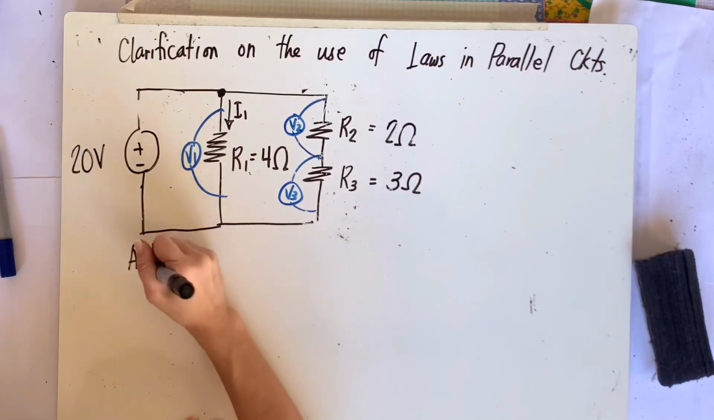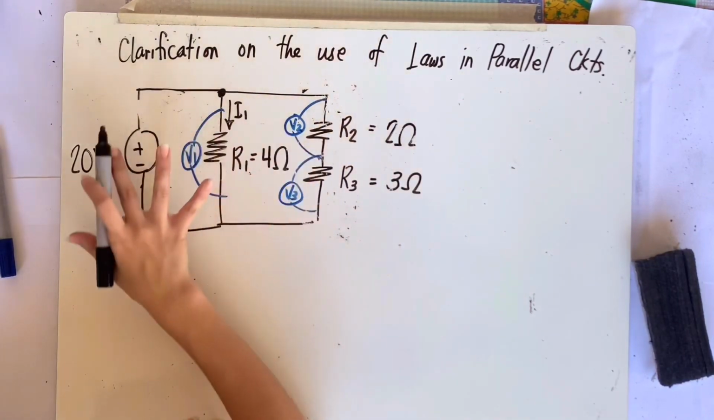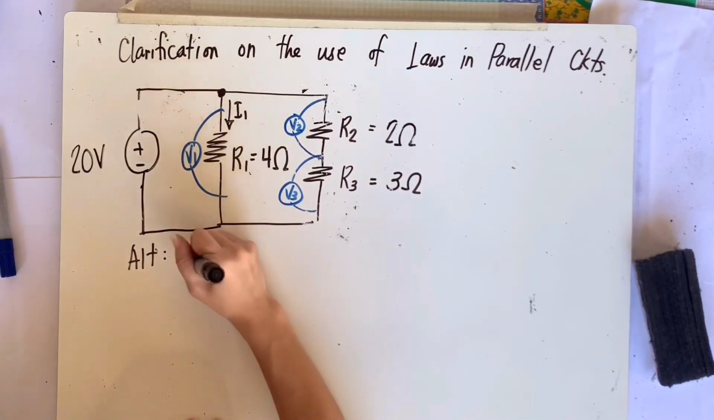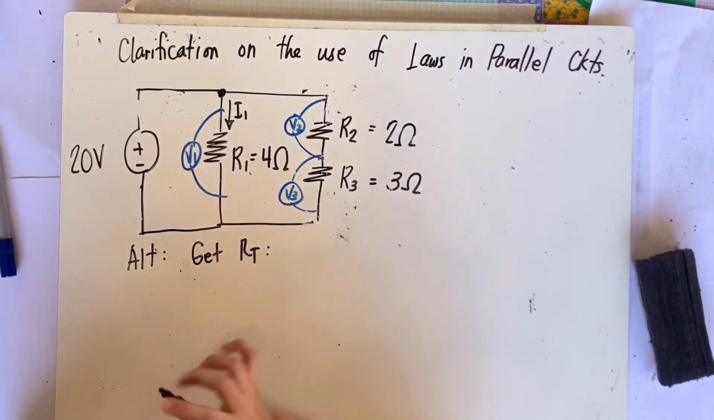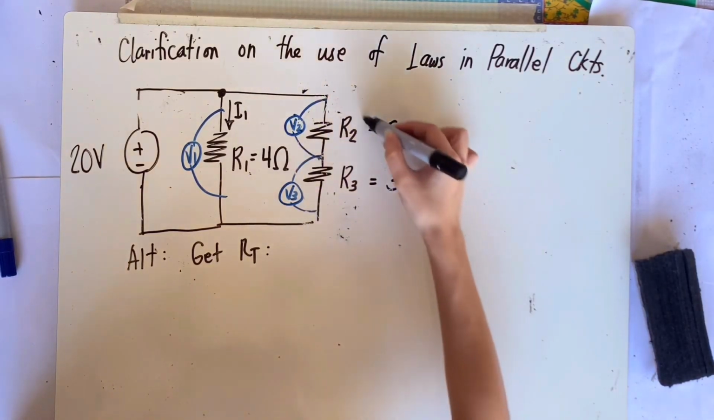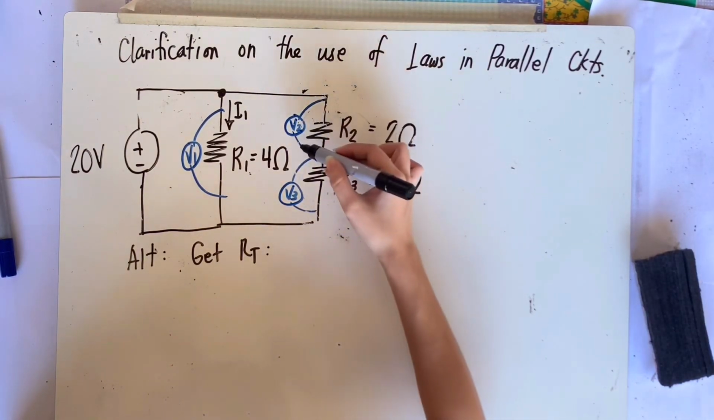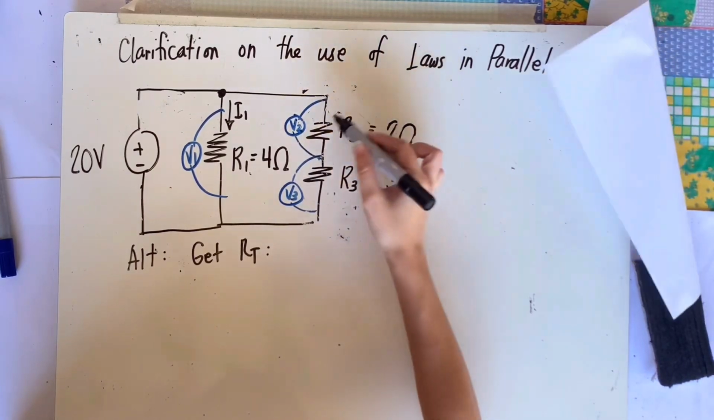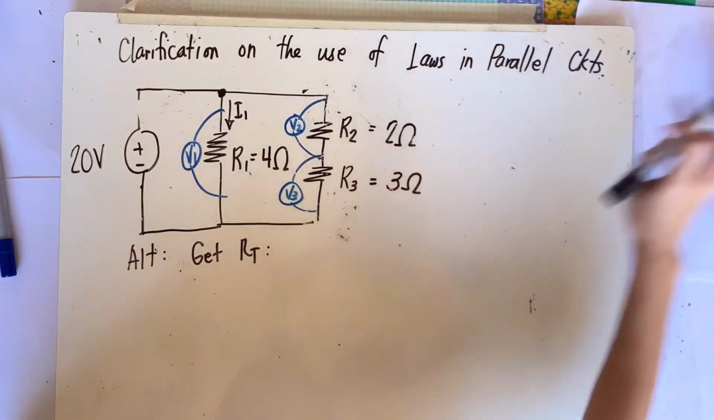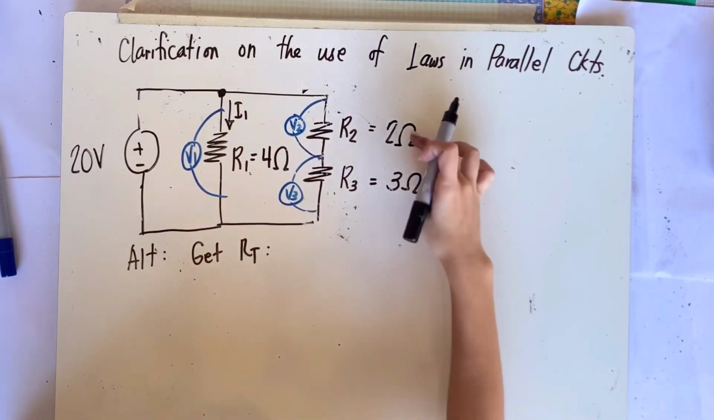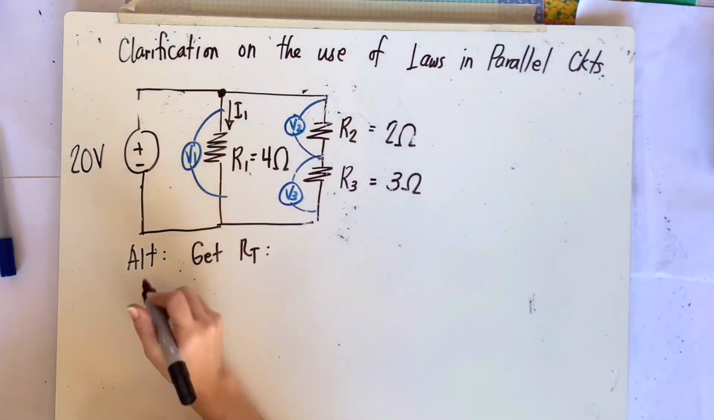Okay, so this time, let's try an alternative way of solving the circuit. We start by getting the total resistance of the given network. Now, for us to get the total resistance, we have to simplify this branch first. Since you have a series connection here of R2 and R3, we have to take their sum.